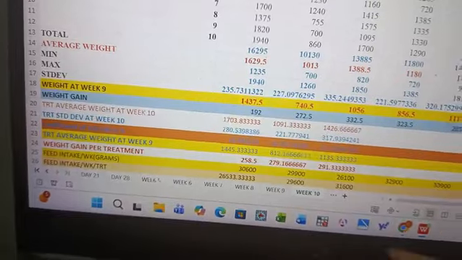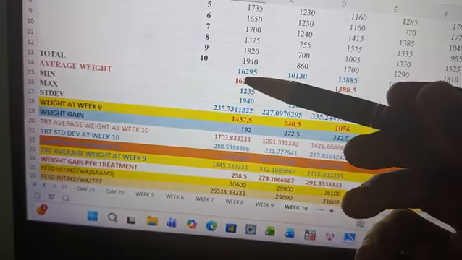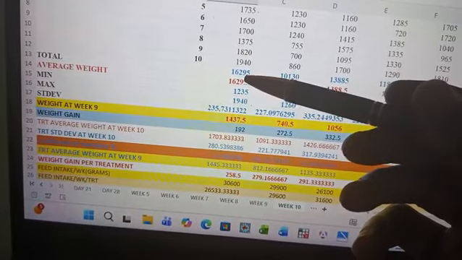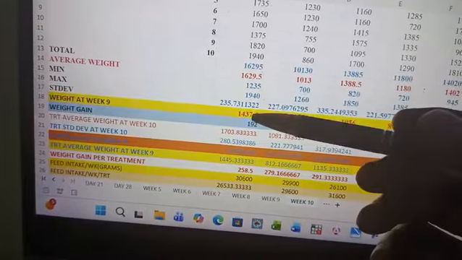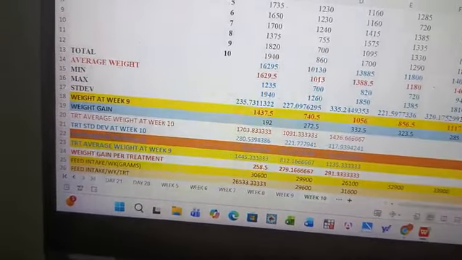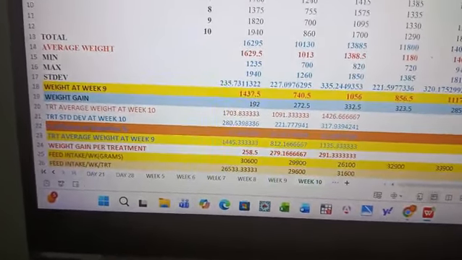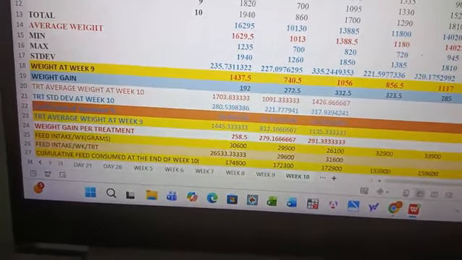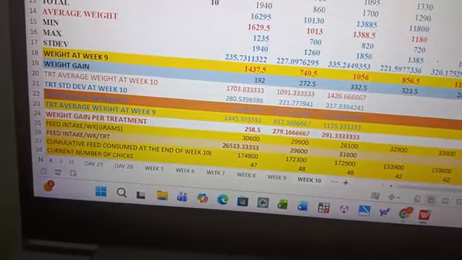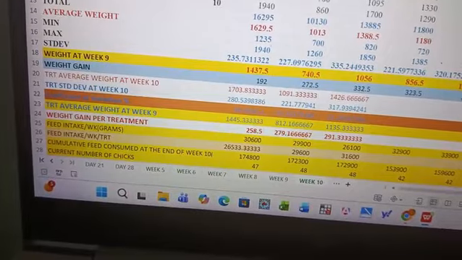These are the parameters that we are capturing: the total weight, average weight, minimum, maximum, and weight at week 9. Of course, once we get the average weight in the current week, week 10, we get the weight at week 9. When you subtract the two, we get the weight gain: how much weight the chicks were able to gain during that current week of the experiment, that is week 10.